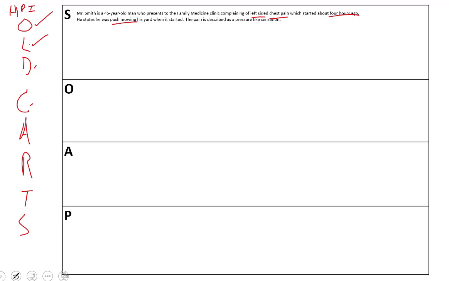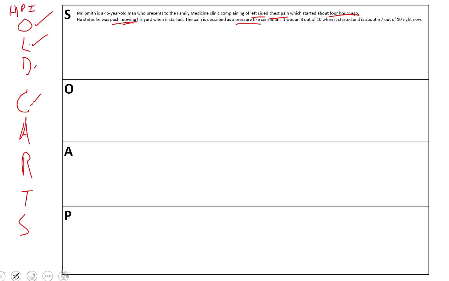The pain is described as a pressure-like sensation. Pressure-like. We have characterization. And that's certainly important because pressure-like pain, especially with activity, really makes you consider cardiac as the possibility for this chest pain, especially since it's on the left side of the chest.